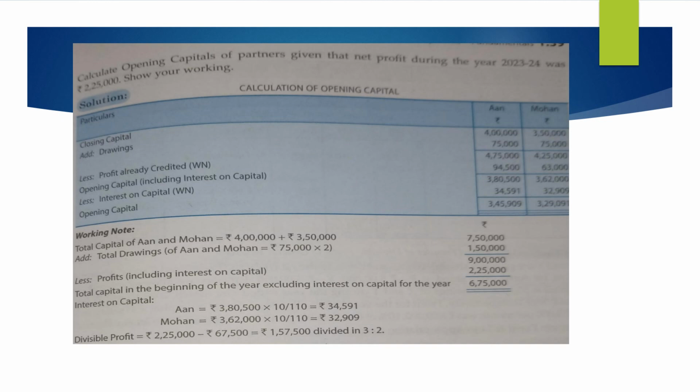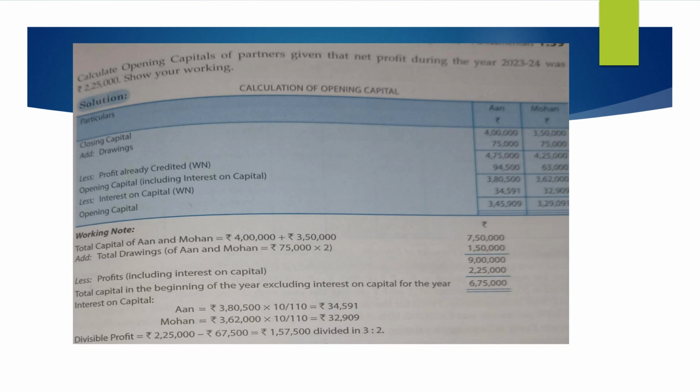So opening capital including interest on capital is 3,80,500 and 3,62,000. This is including interest on capital. So opening capital after including interest on capital. When we hear the word after, we are supposed to add the interest again to the 100. That is 3,80,500 into 10 by 110, which is rupees 34,591, and 3,62,000 into 10 by 110, we get 32,909. So this is the interest on capital for that particular period. When we add these two, we get 67,500, and subtracting that, we get the opening capital to be 3,45,909 and 3,29,091. I hope you get this clear.